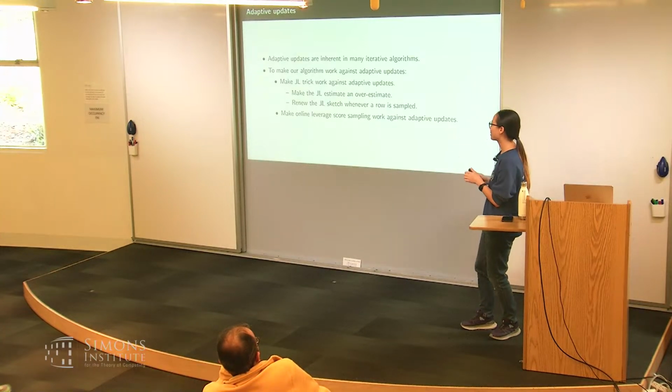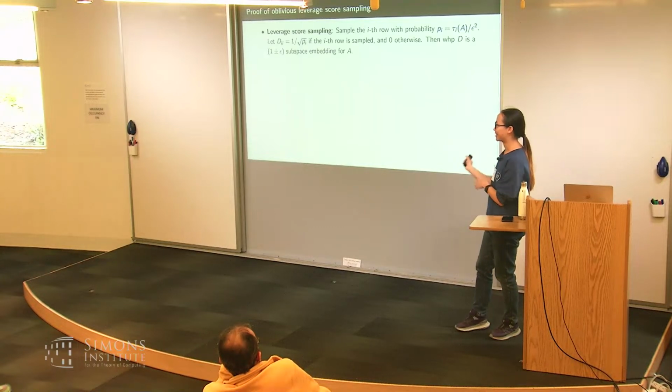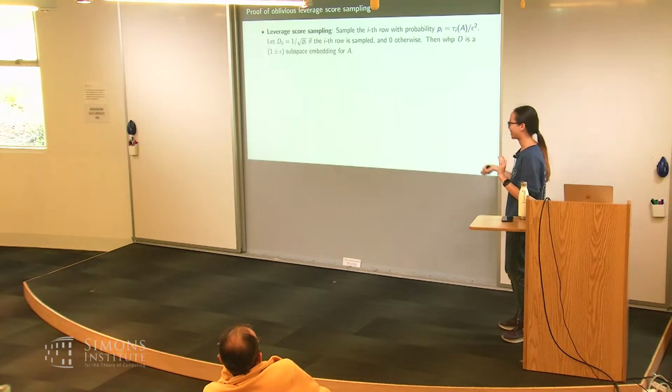It doesn't work because when you are trying to prove that leverage score sampling gives some subspace embedding, some spectral approximation of the matrix, that proof itself doesn't carry over for adaptive updates. That's actually what I'm going to talk about on the next slide, so I hope it will make it clearer once I go over this.